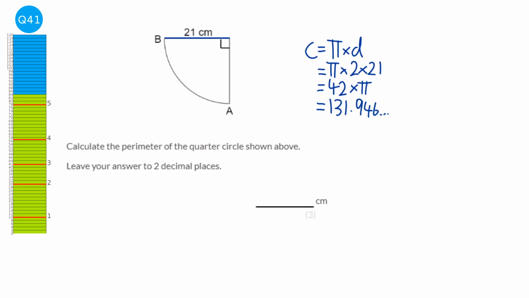Now we don't have a full circle here. We've got to work out what fraction of a circle we have. Well, we obviously have a quarter of a circle. So to find the arc length, which is this part here, it's like a part of a circumference, to find the length of the arc, what we're going to do is just get that circumference and divide it by 4. So we're going to get the 131.946 and so on and divide it by 4. When we do that, we get 32.986 and so on.